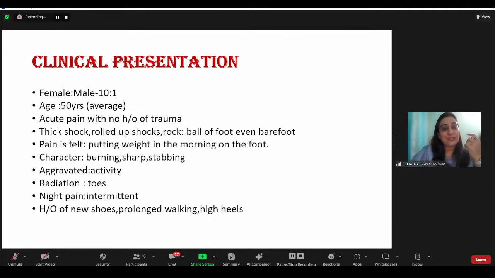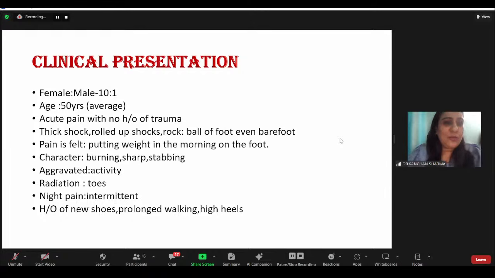She'll come to you saying, I'm having excruciating pain and it is radiating towards my toe. If you ask whether she sustained any kind of trauma, she'll say no, nothing. How do you feel? She'll say, I feel as if there is a thick sock, or I have rolled up my socks, or something hard is there at the ball of my foot, even though I am not wearing anything like that. She'll say that when I get up in the morning and put my feet down, it's very painful. It's a burning, sharp, stabbing pain. Of course, all these things get aggravated by activity. Night pain will also be there.